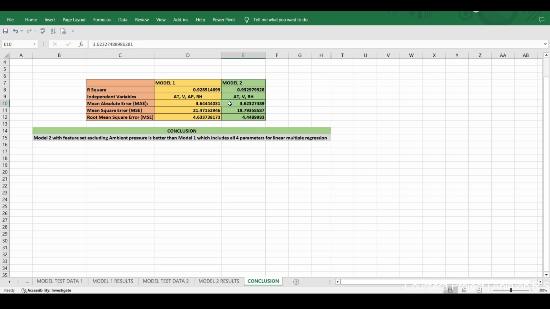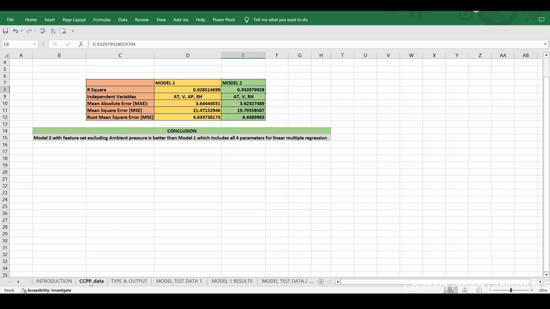And then we have almost the same mean absolute error, but a lesser mean squared error. This mean squared error punishes the outliers very highly, so a lesser one implies that we have fewer outliers than model 1. And root mean square error is also slightly lesser. So in conclusion, since the accuracy of the second model is much better, through all our validations and all our data, we can conclude that model 2, with the feature set excluding ambient pressure, is better than model 1, which includes all four parameters for linear multiple regression.